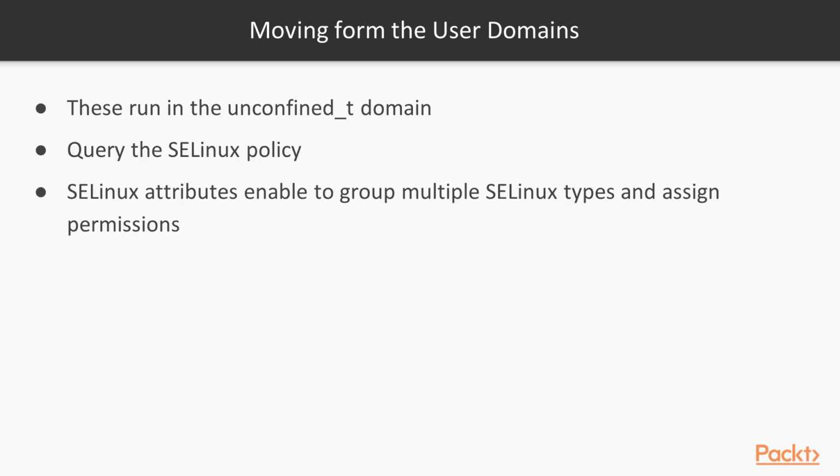Moving on from the user domains, we also have unconfined process domains for daemons and other applications. Some of these run in the unconfined_t domain as well, but most of them run in their own domain even though they are still unconfined. To find out whether a domain is unconfined, we can query the SELinux policy to show us those domains that have an SELinux attribute associated with unconfined domains. SELinux attributes enable us to group multiple SELinux types and assign permissions to them.